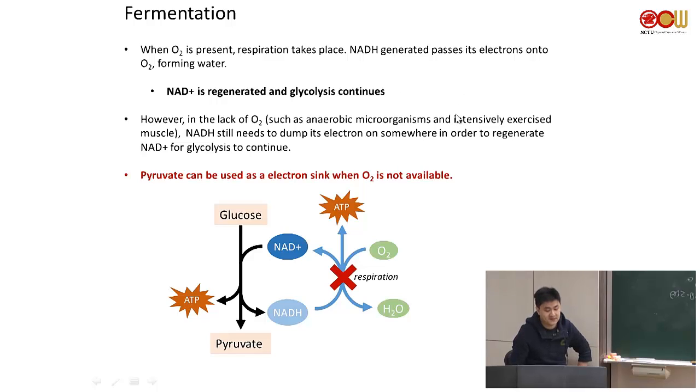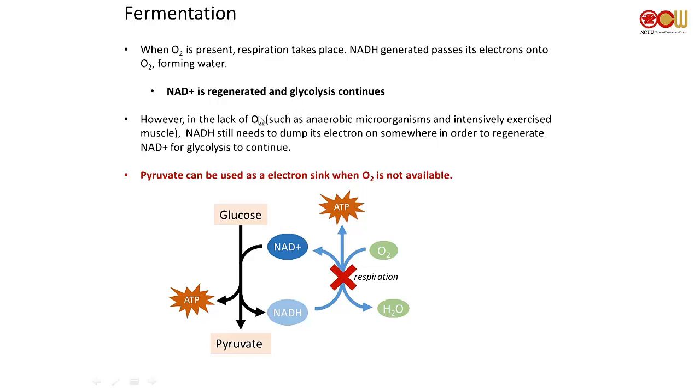Or intensely exercised muscle. If you go and run like crazy, your muscle is actually short on oxygen. That is because you're burning oxygen very fast and your bloodstream does not carry the oxygen fast enough. So in those cases, how does your muscle respond to this demand for NAD in order for glycolysis to continue? That's what we want to talk about.